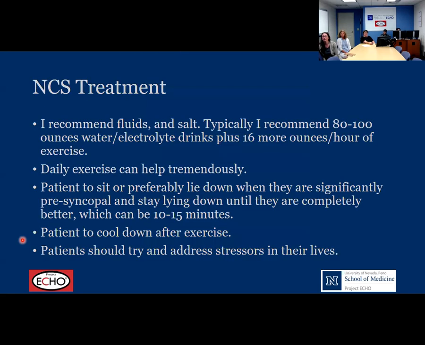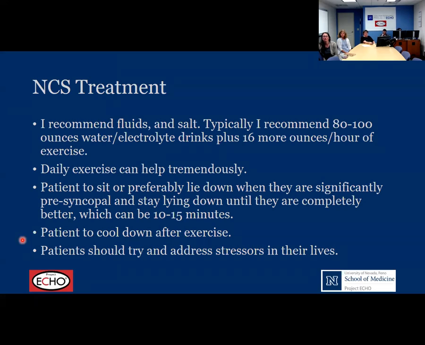So the typical is you're going to see the patient with blood pressure changes on standing up and symptoms on standing up. All patients are supposed to drink 80 to 100 ounces of water and electrolyte drinks. I ask them to increase the amount for every hour of exercise. Daily exercise seems to help. I don't know if it just helps the venous tone.